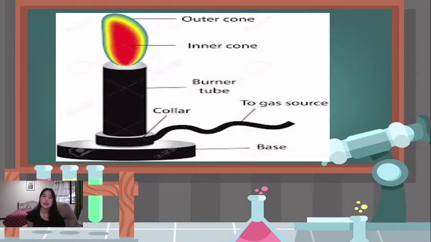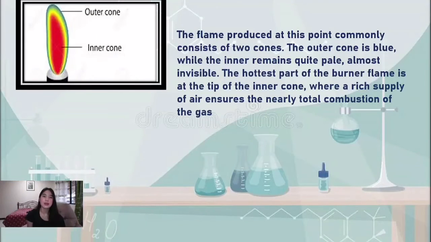So these are the parts of the Bunsen burner. A Bunsen burner has an outer cone, inner cone, burner tube, collar, the gas source, and base. Let us proceed to the function of each part.